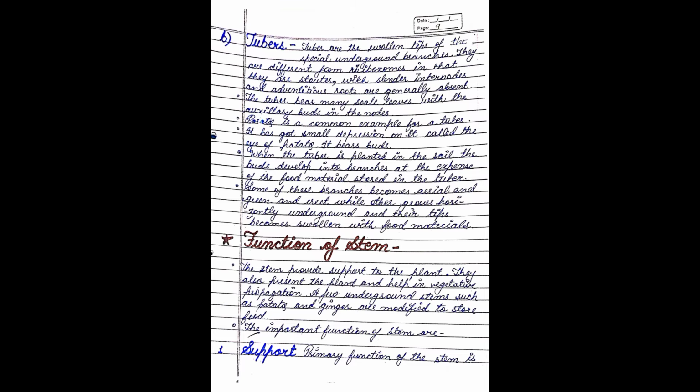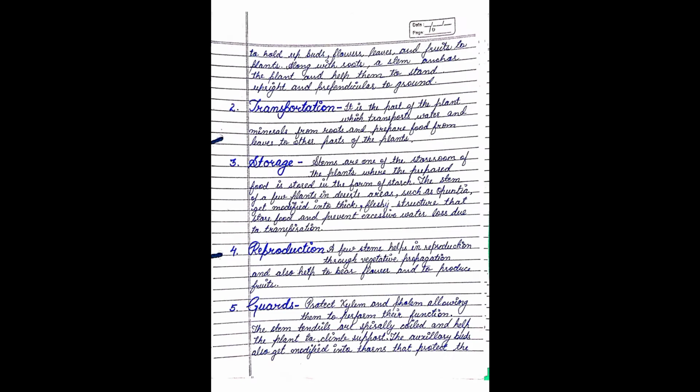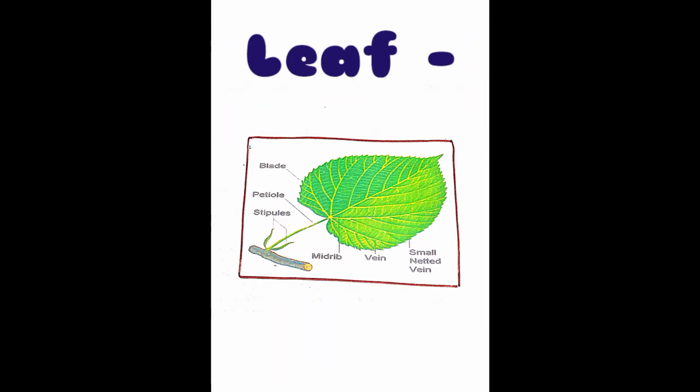Then come the functions of the stem. First one is that it supports the plant. Then comes the transportation. It helps in the transportation. It stores the food. Then comes the reproduction, and it also safeguards the plant.